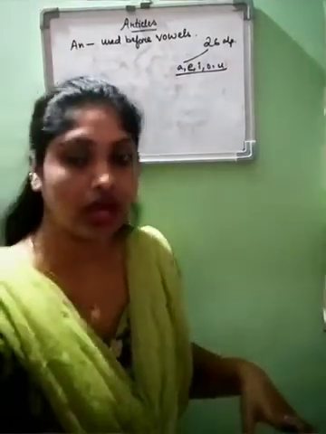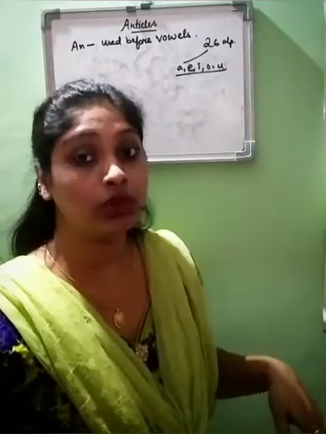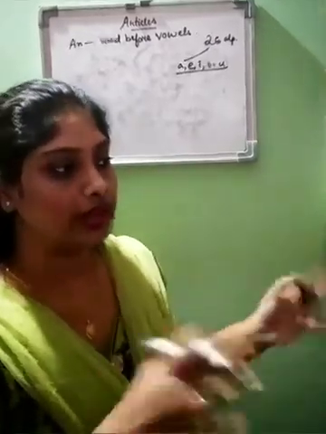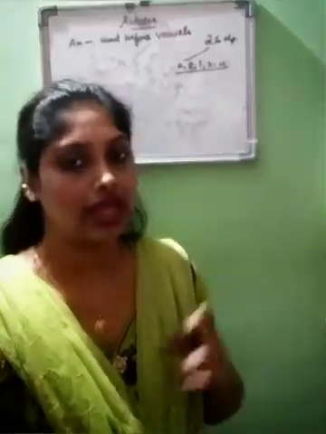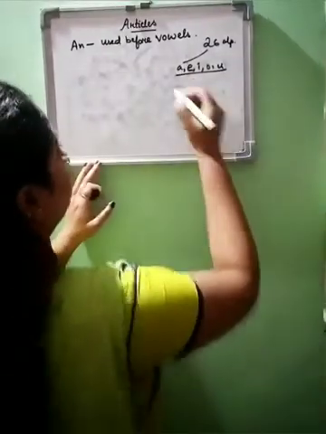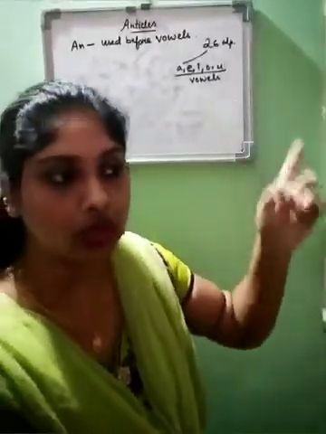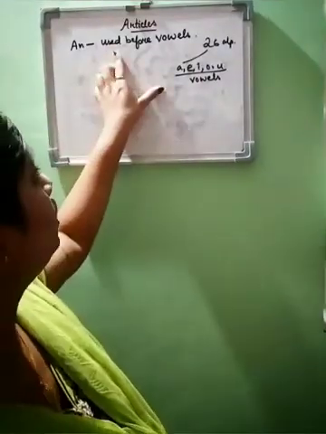The remaining 21 alphabets will be considered as consonants. So the alphabets are divided into 2 sections: one is vowel and the other is consonant. These letters are considered as vowels, and the others, B, C, D, F, G, H, all this, apart from A, E, I, O, U, are consonants. You know that already. So let's see how we use that.